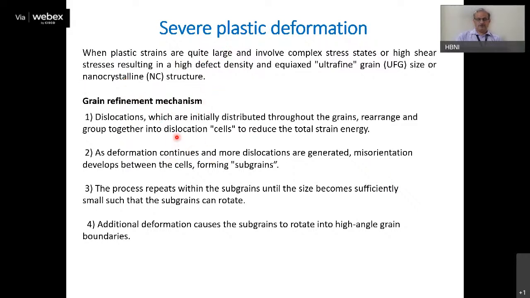So here I have just listed what happens in the grain refinement process. So first, dislocations, which are initially distributed throughout the grains, they actually rearrange, group together into dislocation cells, and this actually reduces the total strain energy. And then as deformation continues, further applying higher shear stresses, more dislocations are generated, misorientations develop between the cells, and then subgrains are formed. And this is how the grain refinement happens. The process repeats within the subgrains until the size becomes sufficiently small such that the subgrains can rotate. And then the grains can also rotate. So this is the way how the grain refinement happens under severe plastic deformation.